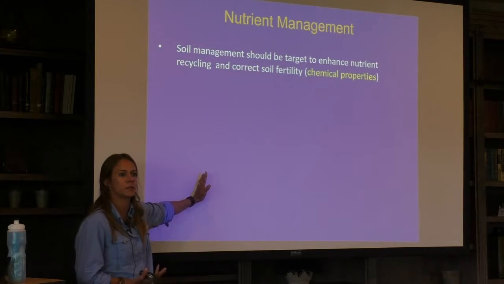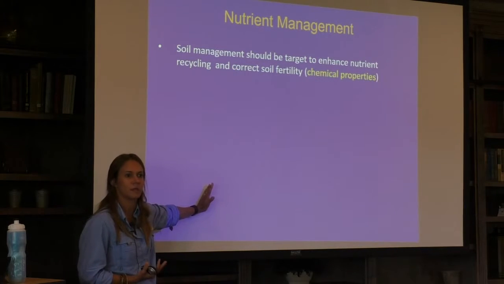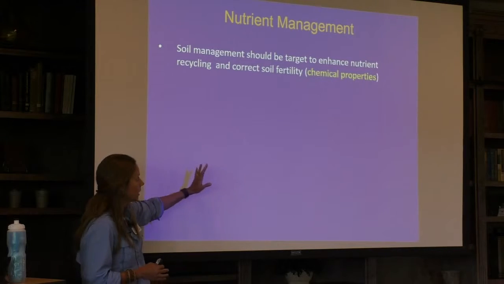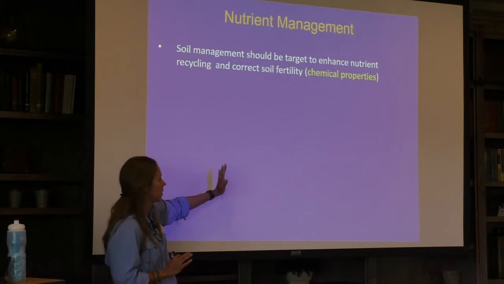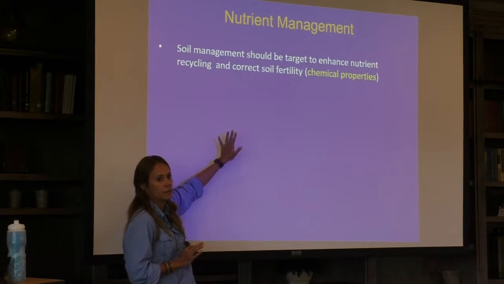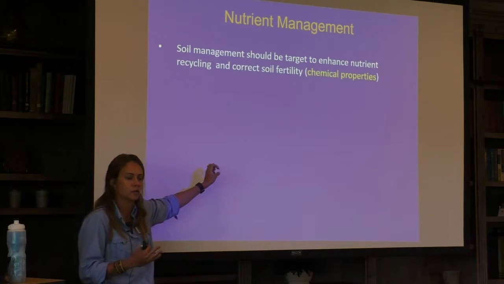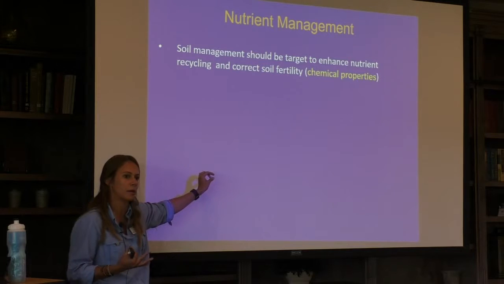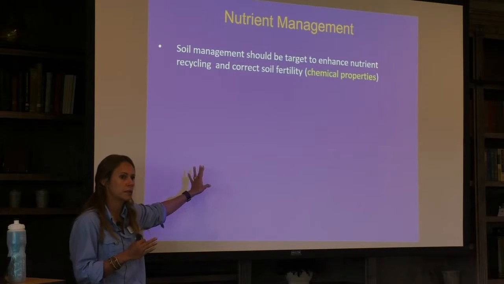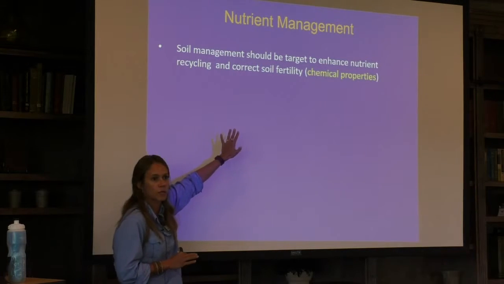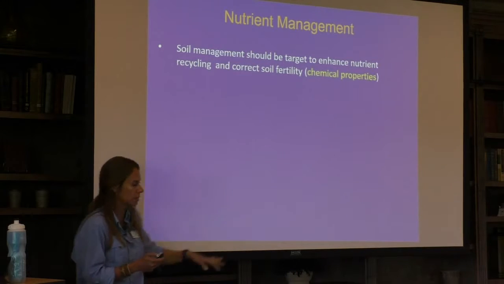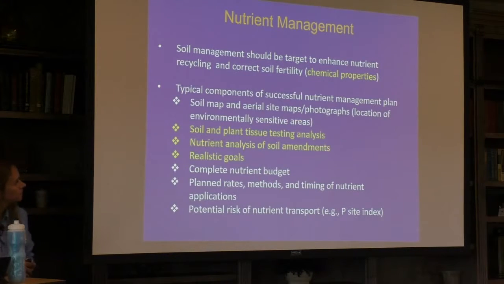But there are other properties, physical and biological properties, that are equally important. And we're going to talk about that as well. But from the practical perspective, we don't manage physical properties, or we very rarely manage the biological properties. So for the purpose of today's presentation, we're looking at the chemical properties specifically.